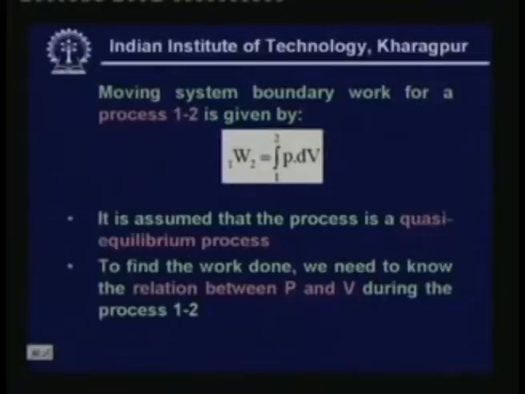Now if you do not assume the process to be a quasi-equilibrium process, you cannot perform the integration, because you do not know the relationship between P and V during the process. So in order to perform the integration, you must know the relation, that means the path must be known. So this equation is for this assumption. And to find the work done, as I said, we need to know the relationship between P and V during the process 1 to 2.